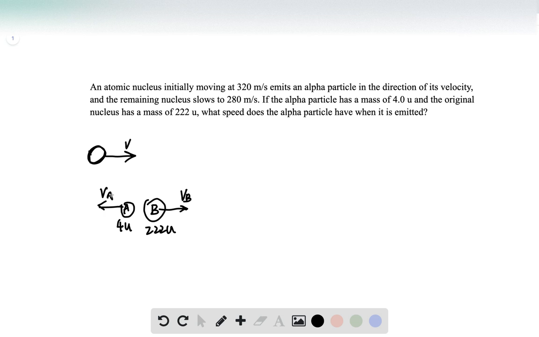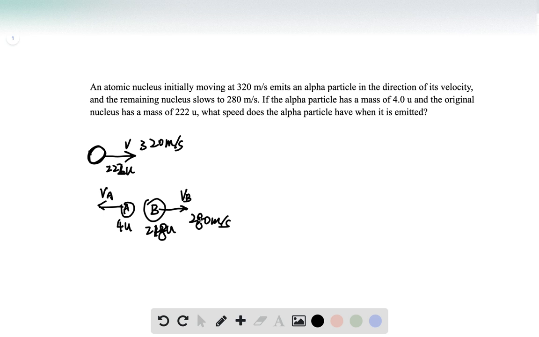It was initially moving at 320 meters per second. So its initial mass would be 226 U, because it's the sum of both of them. Oh, sorry, the original nucleus was 222 U. And then this 218 U. Great, sorry. So afterwards, it's moving at 280 meters per second. That is VB. We want to know what VA is.